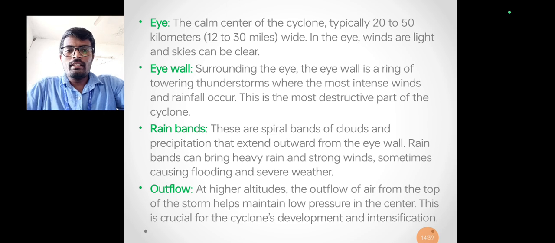And the fourth part is outflow. At high altitudes, the outflow of air from the top of the storm helps to maintain the low pressure area in the center. This is crucial for the cyclone's development and intensification. So it simply means that the outflow of the wind always spins in a counterclockwise direction, thus properly maintaining a low pressure at the center point of the ocean.